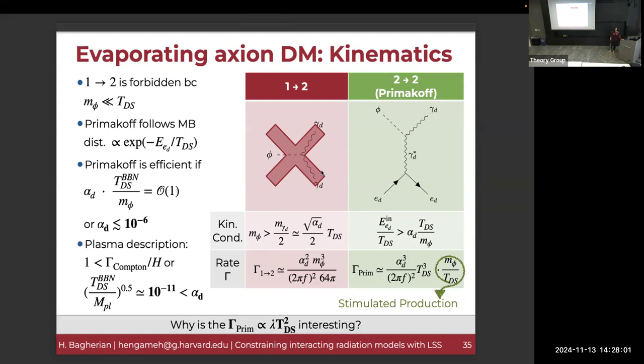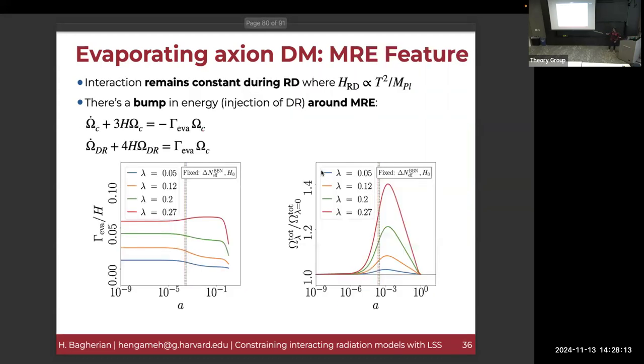And why is the temperature squared very important for us? This goes back to my last slides where we were saying that everything you're comparing to is the dependence of Hubble during radiation domination. And because Hubble goes like temperature squared, you get the interaction basically remaining constant in radiation domination. And then afterwards, it may or may not drop, but it definitely dies off when you enter into dark energy domination.